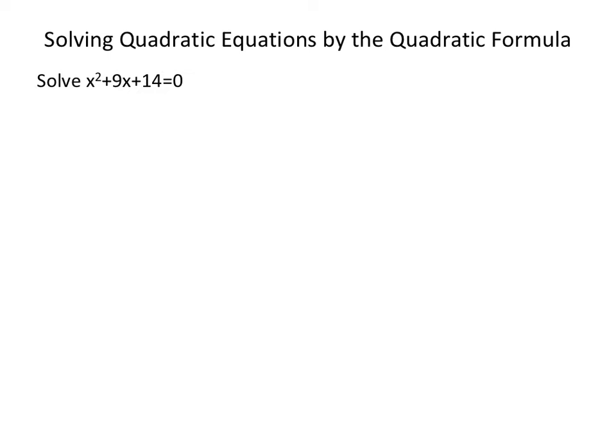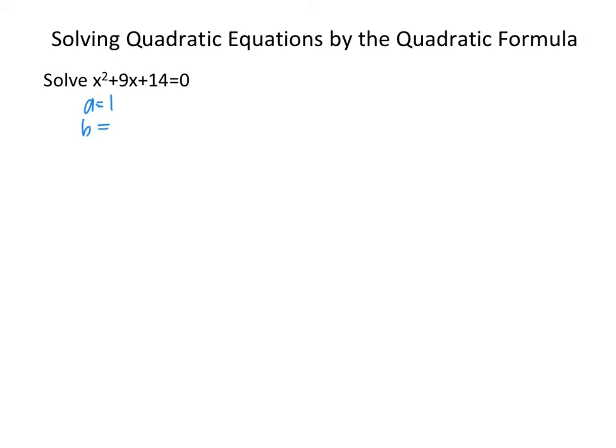First, I need to check that my equation is in standard form, so it's in order from x squared, x, then the number, and it equals 0, so it's in standard form, so I can use it. I'm going to first identify my a, b, and c. Because there is no number in front of x squared, the coefficient is understood to be 1, so a is equal to 1, b is equal to 9, and c is equal to 14.